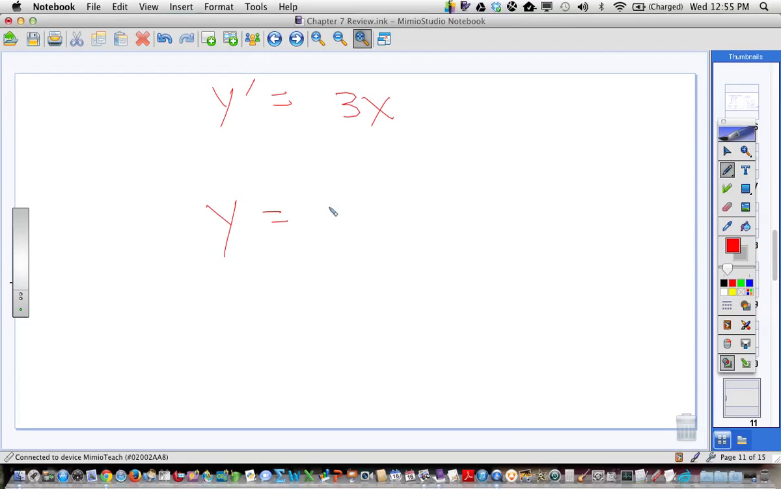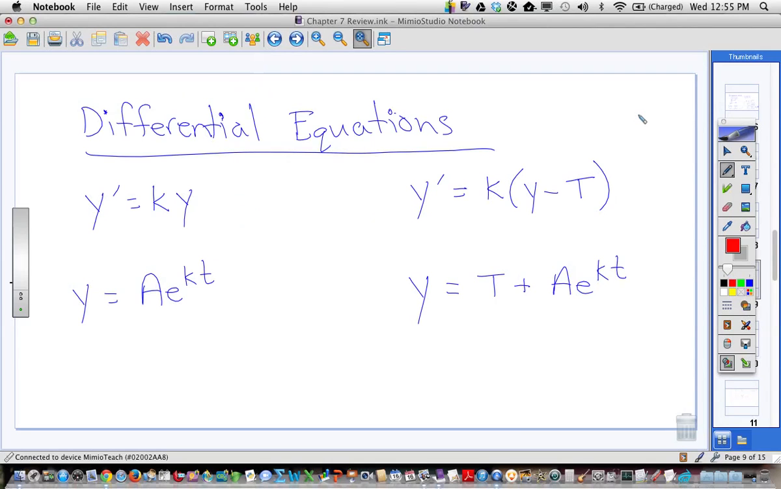So we'd raise the power up 2, divide by 2, and add on a plus c. And if I had given you an initial condition like this maybe, then we could plug that in for the x and the y and find the c. So we had our general solution of the antiderivative, and we have our specific solution. So we have already learned one method of solving a differential equation. It works on one that looks like that. However, on these two, since they have y's in them, we can't do that.